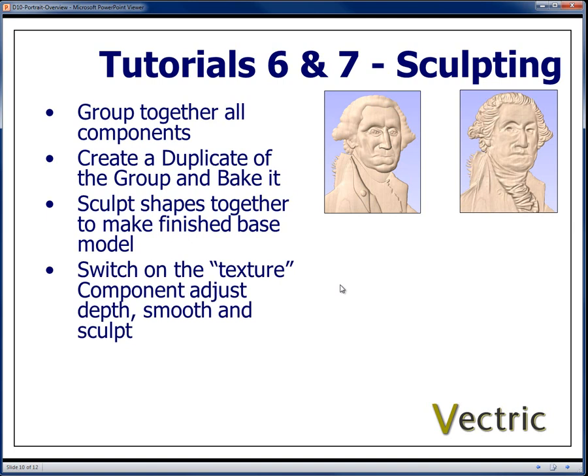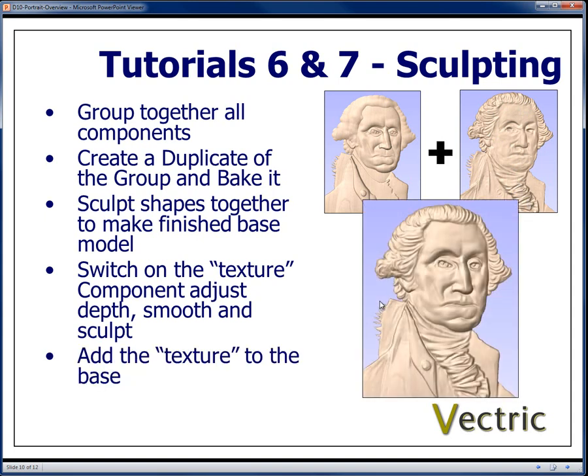The next stage in this is to create the detail from the image, so I switch on the texture component or create the texture component from the image and adjust the depth, the smoothness, and spend a lot of time sculpting to add extra detail in. For instance, to make sure we've got everything we need for the hair, we smooth off any of the texture we don't want and make sure we've got whatever shape we want for the cloak and for the front part of the shirt here. We then add those two together and that will give us the result that you can see on the screen.